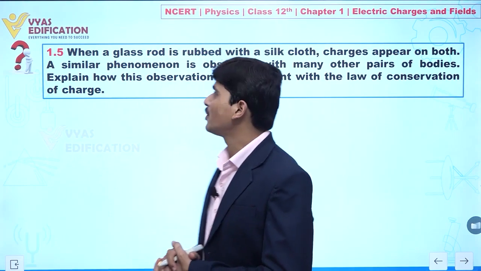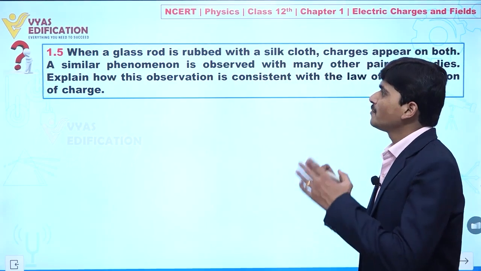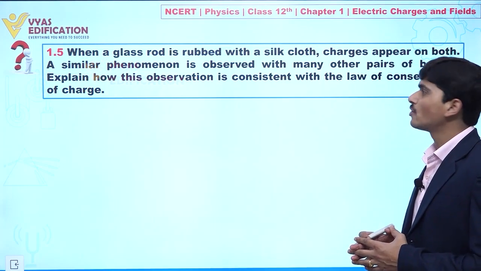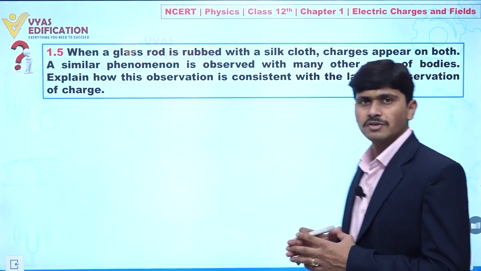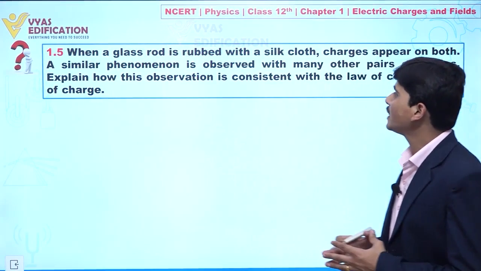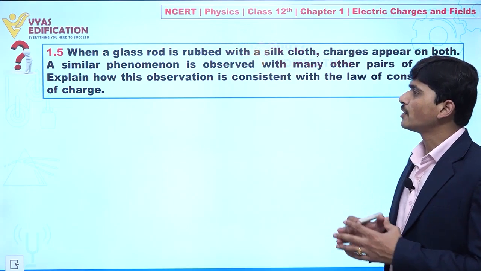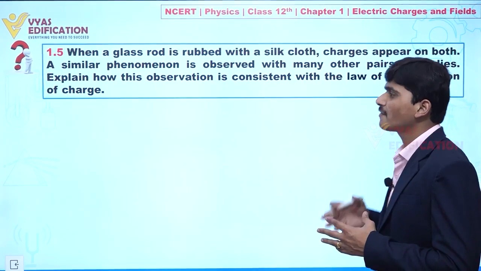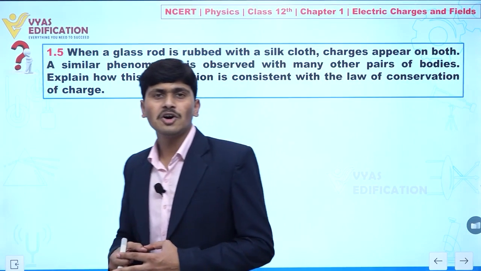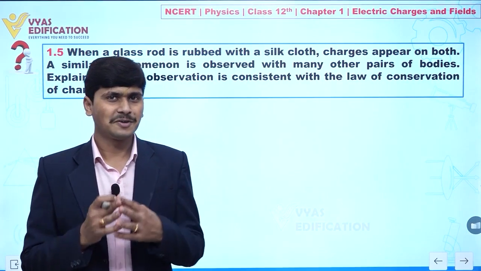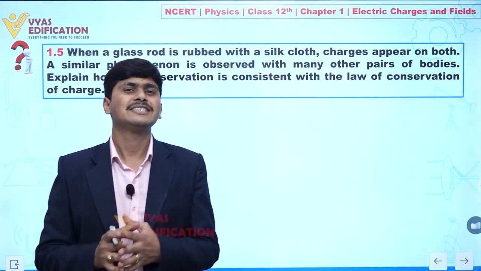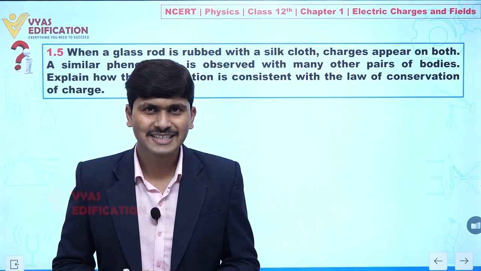Now dear student, we are going to discuss question 1.5. In this question it is given, when a glass rod is rubbed with silk cloth, charges appear on both, fine. A similar phenomenon is observed when many other pairs of bodies are rubbed, clear. Explain how this observation is consistent with the law of conservation of charge. Actually, the law of conservation of charge says what? The total charge on an isolated system always remains constant, clear.